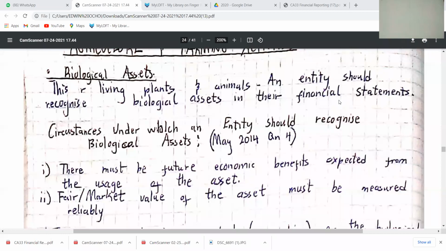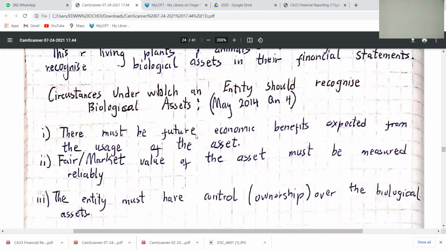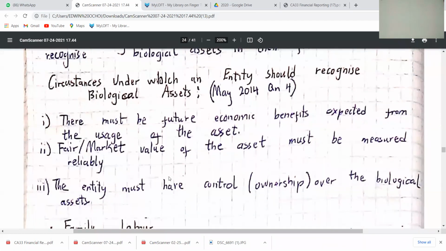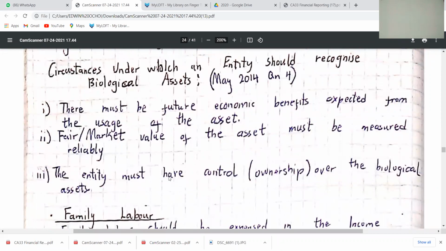For you to recognize these biological assets in the books, an entity should recognize biological assets in its financial statements. That is obvious, but under which circumstances should an entity recognize these biological assets? The only point at which these biological assets can be recorded is when there is a future economic benefit expected from the usage of the asset, that is, a gain expected in the future. Then the market value of the assets must be measured reliably. And the entity must have control or ownership over the biological assets.